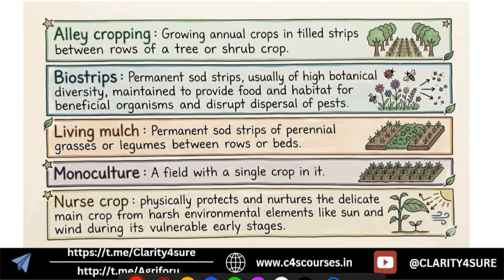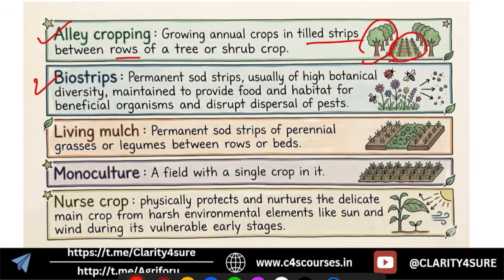Okay. So there are different terminologies in agriculture. Let's discuss them one by one. They are very, very important for your examination. And here the conceptual understanding is more important. Please pay attention to the keywords. So first is alley cropping. You can see here the growing of annual crops in the tilled strips between rows of a tree or a shrub crop. So here we are growing crops between the trees or the shrubs. That is what is called alley cropping.